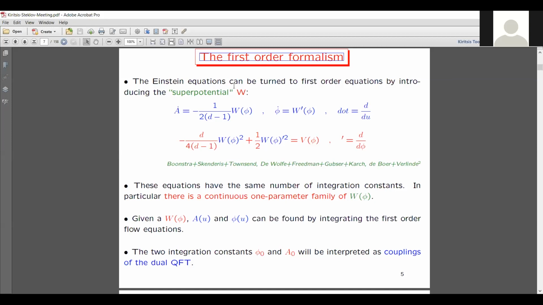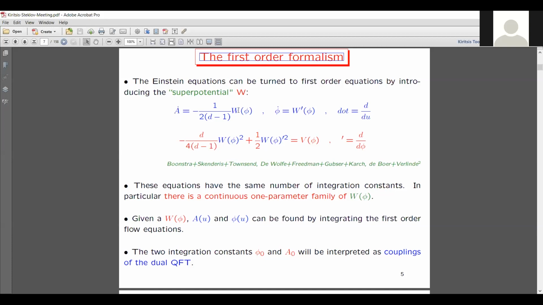So to match second-order equations to first-order equations, we can use the so-called first-order formalism, where we introduce a function which is traditionally called the superpotential, although there is no supersymmetry here. This is generic. It's defined, up to a convenient normalization, essentially as A dot, and we think of it as a function of phi that parameterizes also the non-trivial flow.